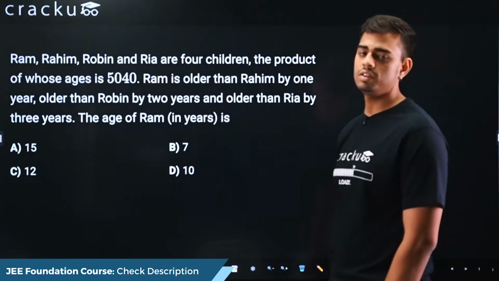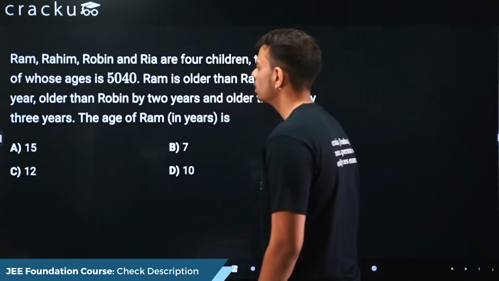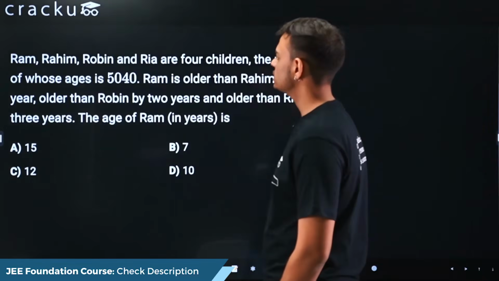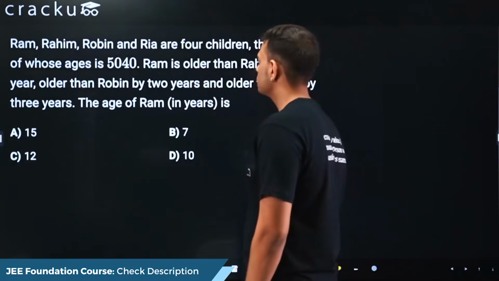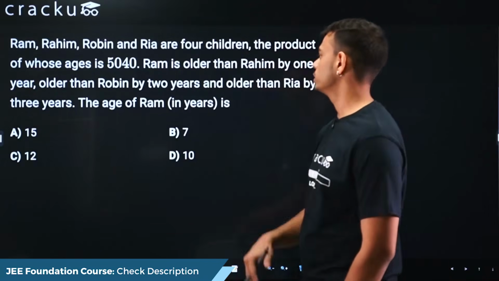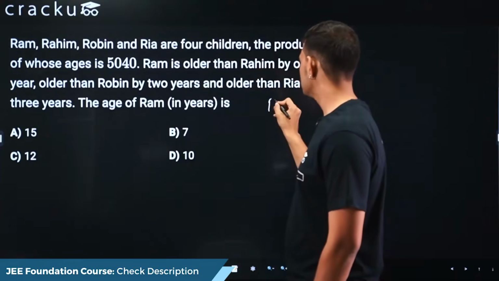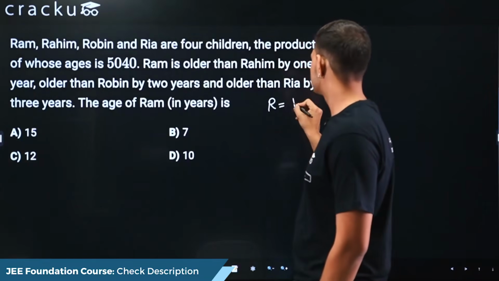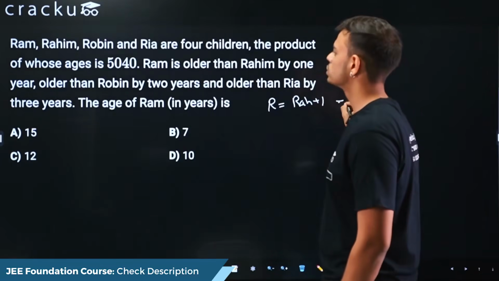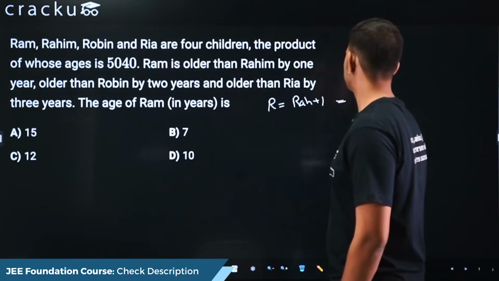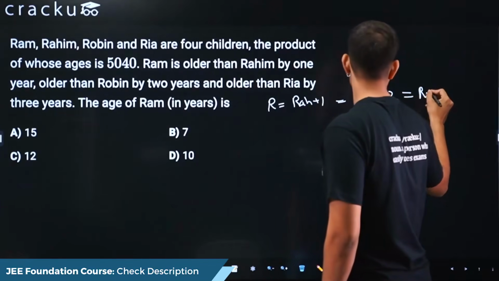In this question, we are given that Ram, Rahim, Robin and Ria are 4 children, the product of whose ages is 5040. Ram is older than Rahim by 1 year, older than Robin by 2 years and older than Ria by 3 years. So Ram equals Rahim plus 1 equals Robin plus 2 equals Ria plus 3.